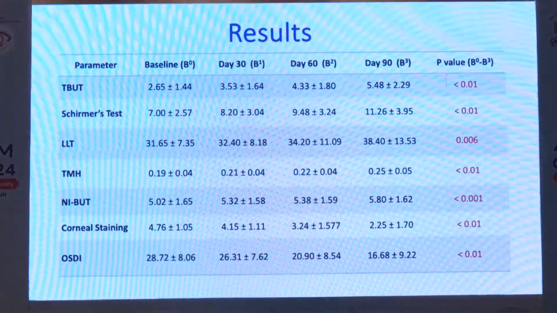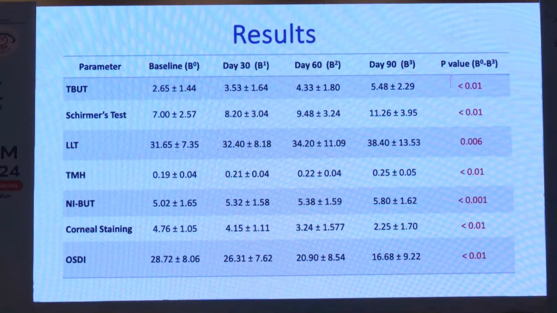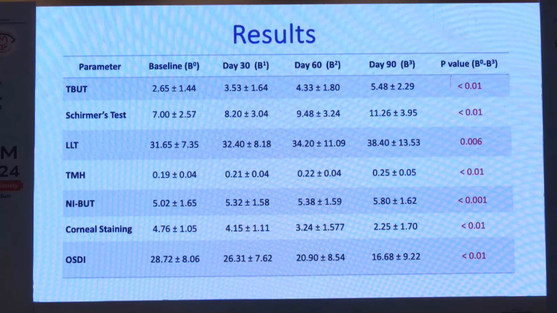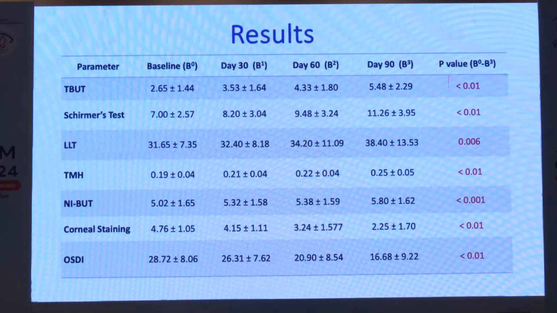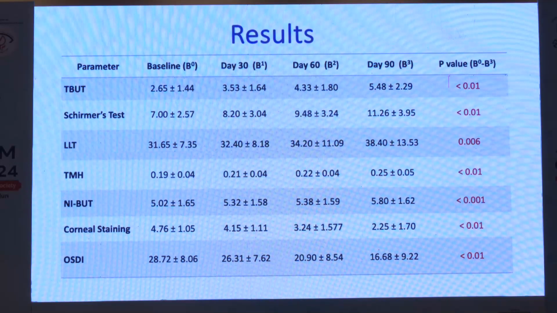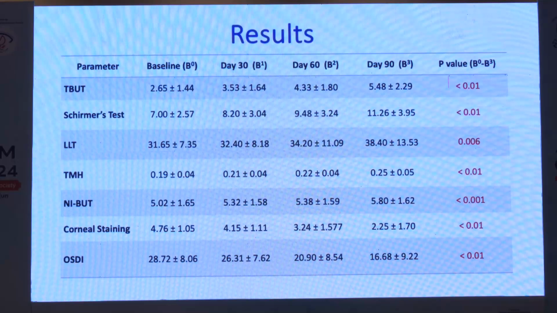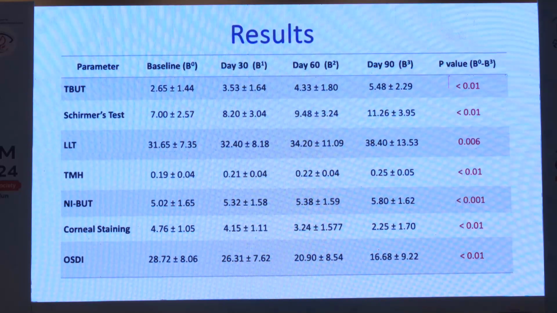And these are the results. If you look at the tear breakup time, the Schirmer test, the lower lid tear meniscus height, the lipid layer thickness, the non-invasive breakup time, and the corneal staining as well as the OSDI, in all the parameters you can see that there is a difference which was statistically significant. For instance, tear breakup time from 2 at baseline increased to 5.4, which is quite a jump. Likewise, Schirmer from 7 to 11, and likewise for the other scores as well.